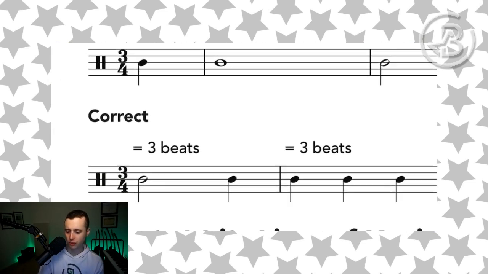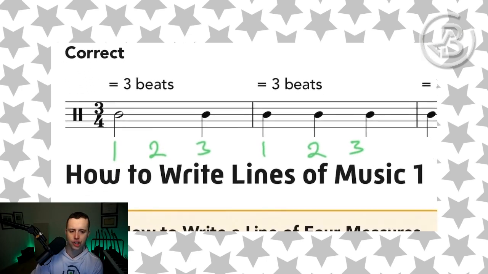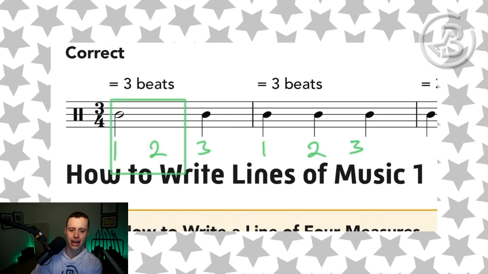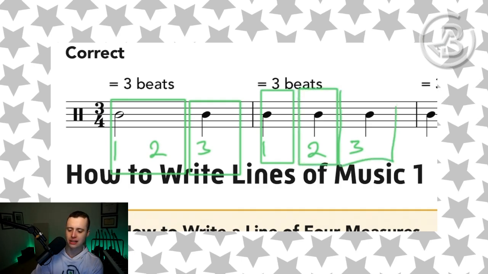And if we look at 3/4, we're going to divide the measure into 1, 2, 3 equal parts. And sure enough, we can see here that this half note is getting 2 beats or 2 counts worth of space. This quarter note is getting 1 beat or 1 count worth of space. And each quarter note gets 1 beat or 1 count worth of space in the measure.